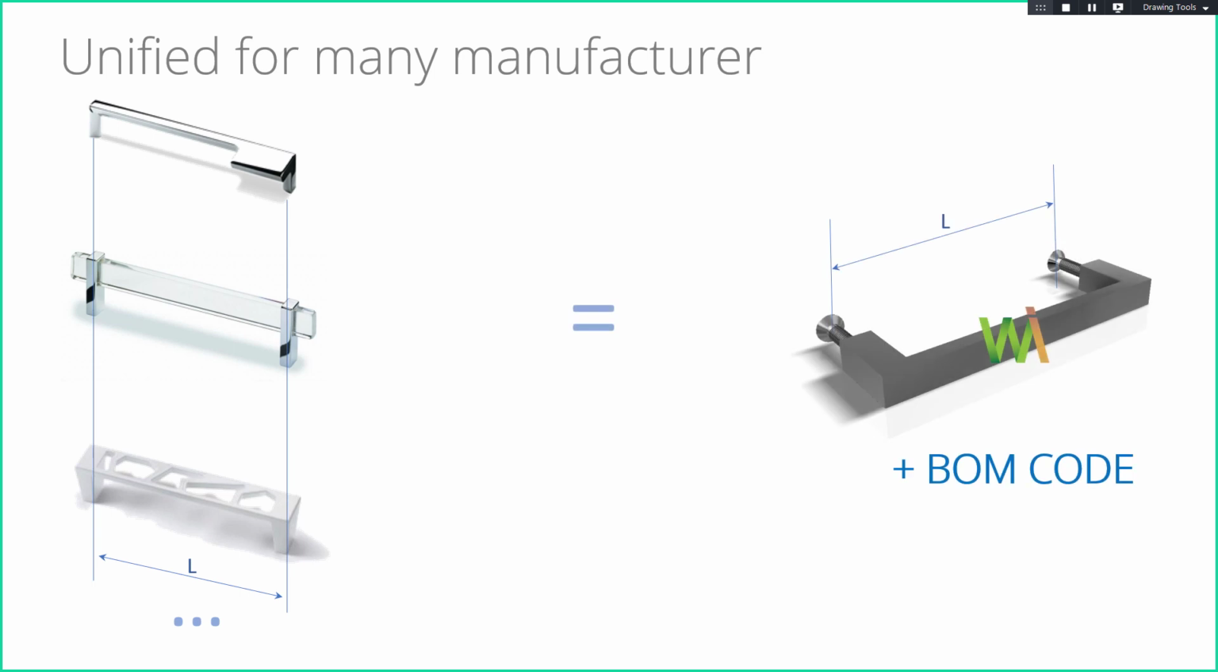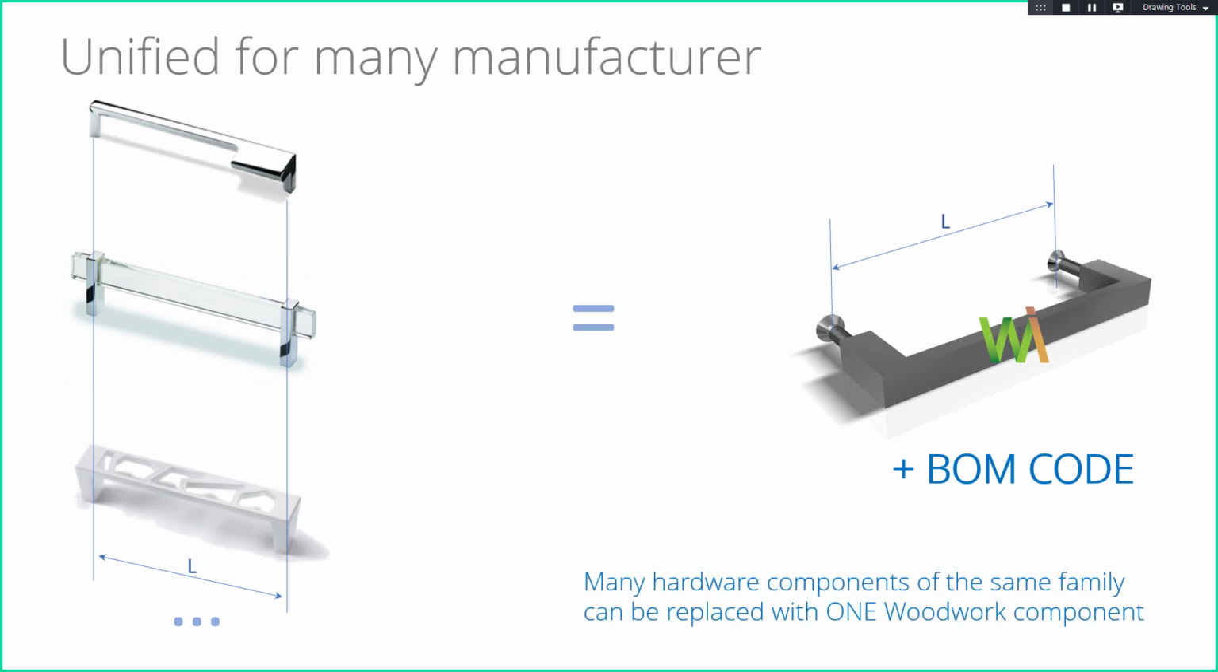So that's why you can replace all those hardware items with a single unit of Woodwork for Inventor, which can also be different in size, different in center distance. And many components of the same family can be replaced with a single Woodwork component, and then in a BOM you can define the code and the name of a manufacturer catalog. It makes production easier. So you don't need to care about a big amount of items in the library, because in most cases they are standardized.